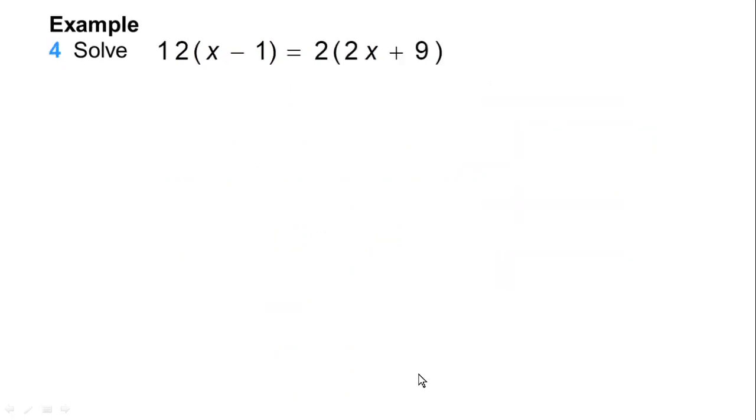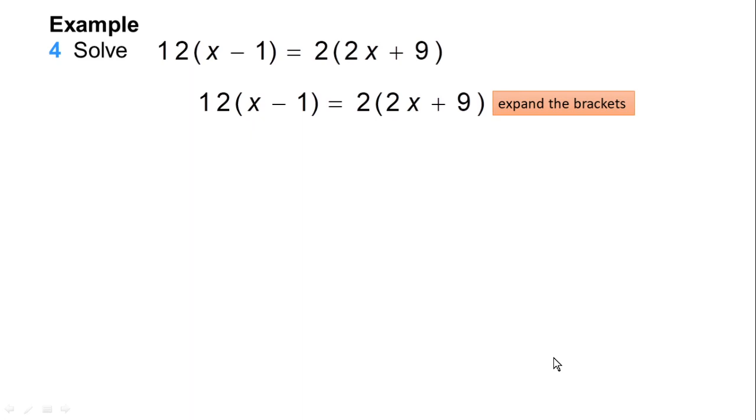Example number 4. I have double brackets. I have bracket on the left side and I have bracket on the right side. I'll just expand the brackets. 12 times x is 12x. 12 times negative 1 is negative 12. 2 times x is 4x. 2 times 9 is 18. So I have 12x minus 12 is equal to 4x plus 18. So I have now to take away 4x from both sides.